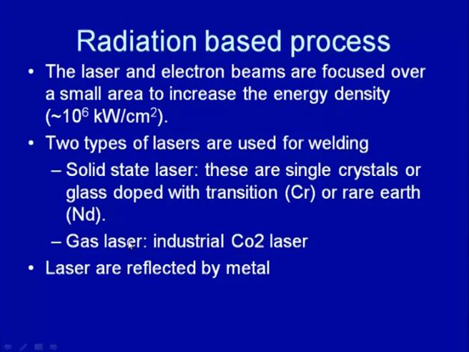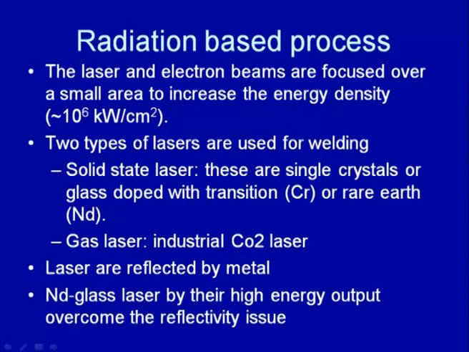But there is one problem associated with lasers: they are reflected by shining materials like aluminum. So, to develop weld joints of aluminum, we need extra care and additional steps to reduce this reflection of the lasers. Steel, which shows somewhat lower reflectivity for these radiations or lasers, can be welded effectively using the laser welding process. And the neodymium glass laser, by its high energy output, helps to overcome the reflectivity related issues.